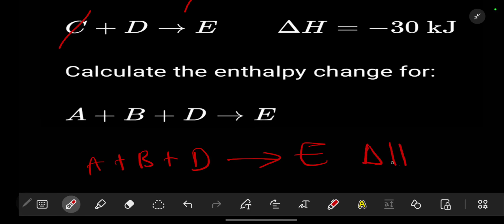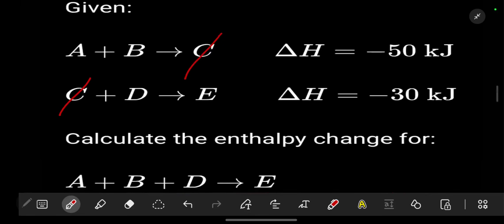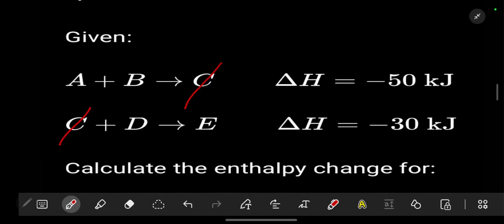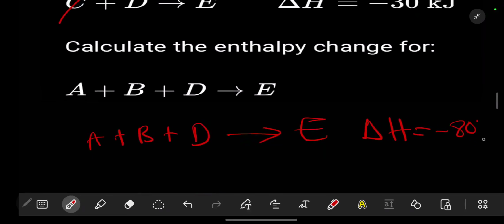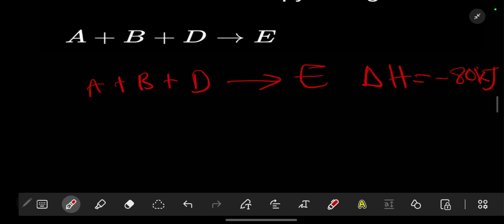So for the change in enthalpy, as long as you have done that, you are just going to add them. So it will be negative 50 minus the 30. You are just adding them normally. So this plus this will give you negative 80 kilojoules. So this is Hess's Law, and that is how we do that.